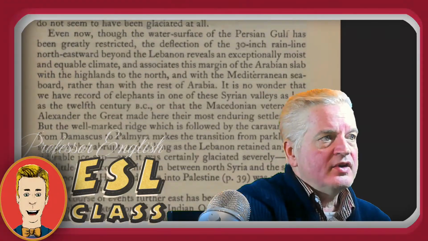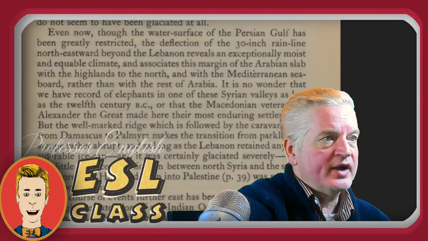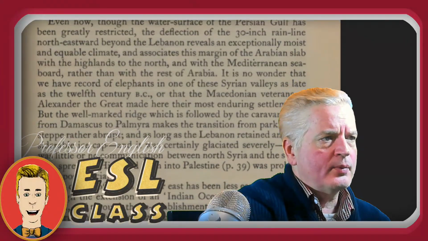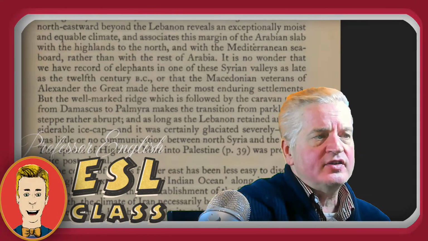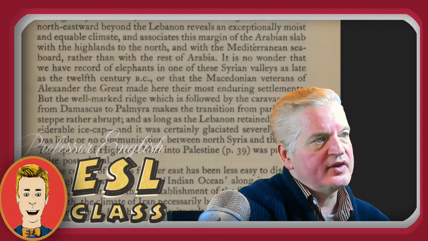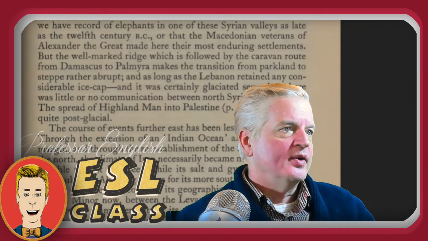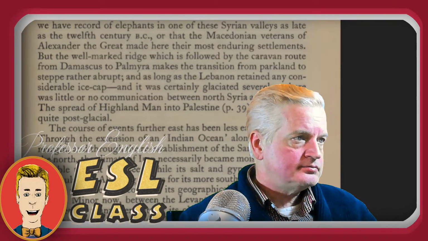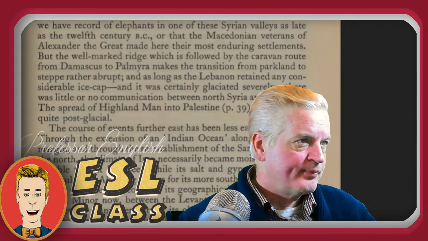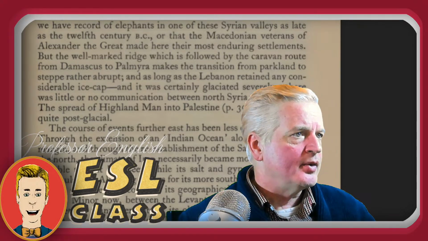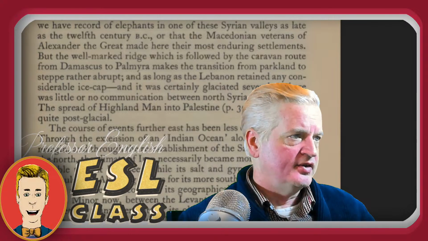So there were elephants or records of elephants in these areas 3,000 years ago. So that's Turkey, that they had elephants. That's kind of interesting. And not too long ago, 3,000 years, relatively speaking. Or that the Macedonian veterans of Alexander the Great made here the most enduring settlements.